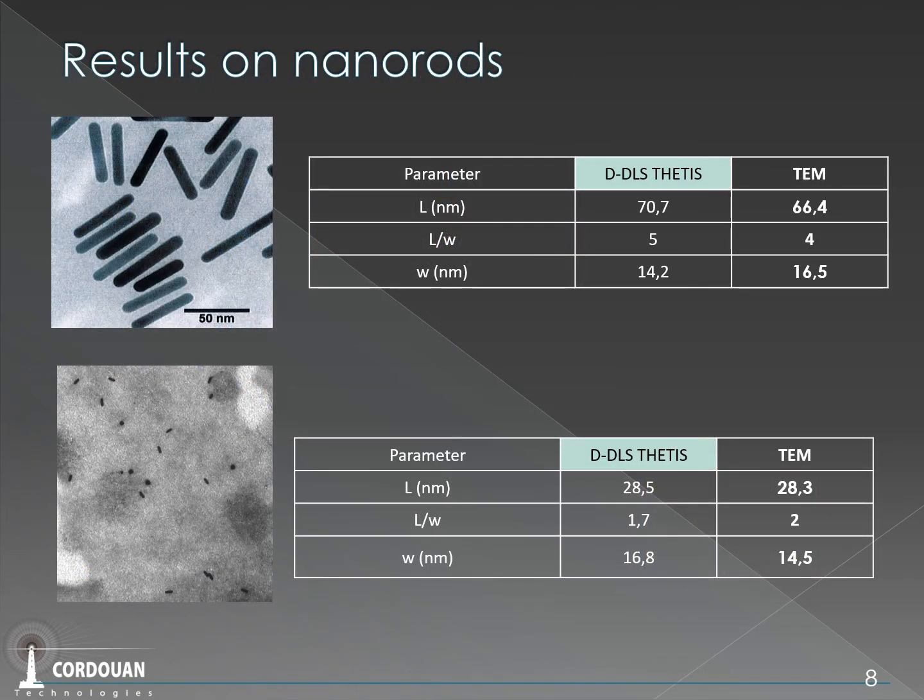Let's compare two different nanorods measured using dynamic DLS with Thetis and transmission electron microscopy results, the gold standard for nanoparticle shape. The agreement for both length and width of these two samples is outstanding, especially given the fact that these two techniques are so radically different in approach.